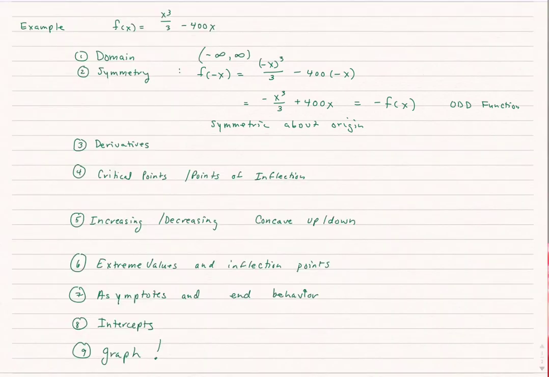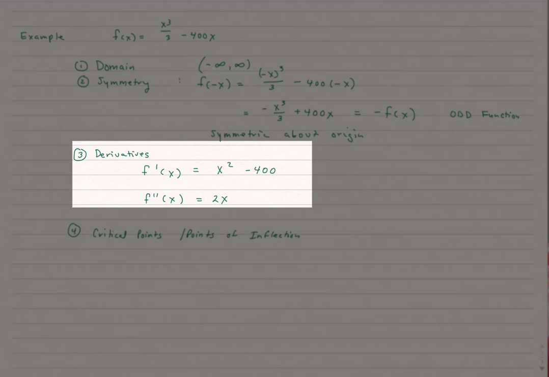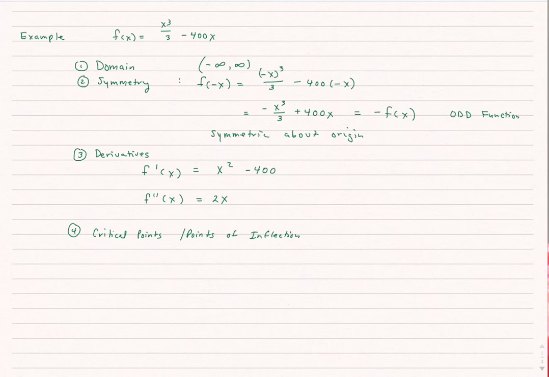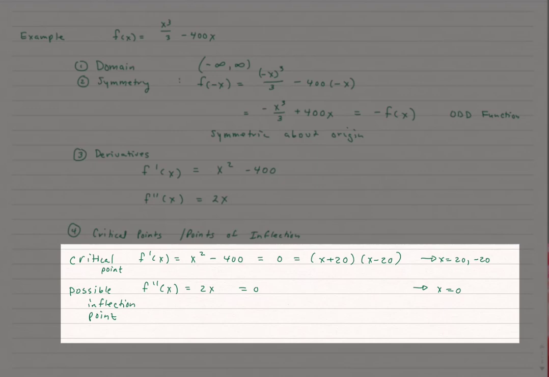Now let's calculate my derivatives. Once I find my first derivative and my second derivative, I'm going to use those to find my critical points. That is, I'm going to set those equal to 0 and solve for x. I find that my critical points, when I set that equal to 0 and I factor, that x can be 20 or negative 20. A possible inflection point is when the second derivative, 2x, is equal to 0, and that occurs when x is equal to 0.